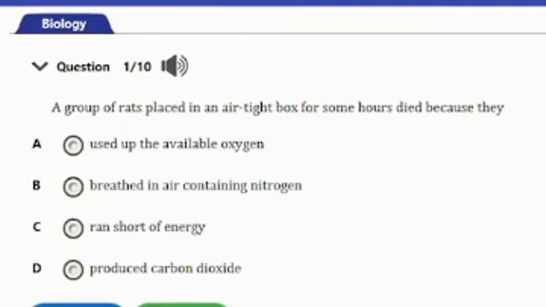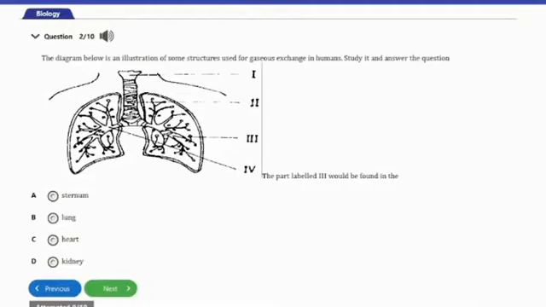oxygen. So since they are in an airtight space, there won't be room for more oxygen to flow in, and once they use up the available oxygen, they are bound to die. And that's it for that question. Let's go ahead and consider the next question, guys. And that's question number 2 here.